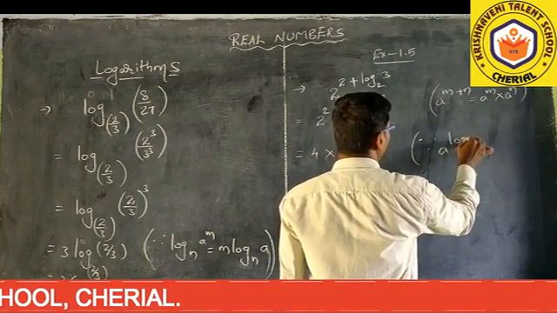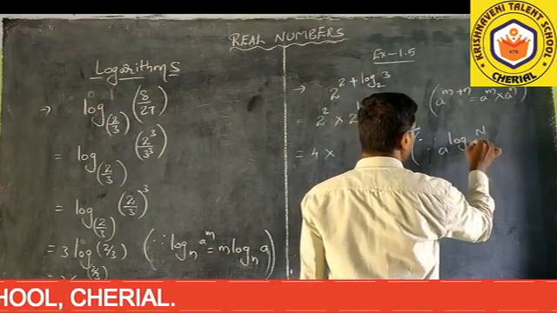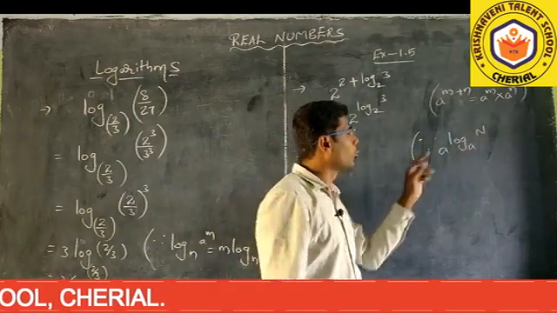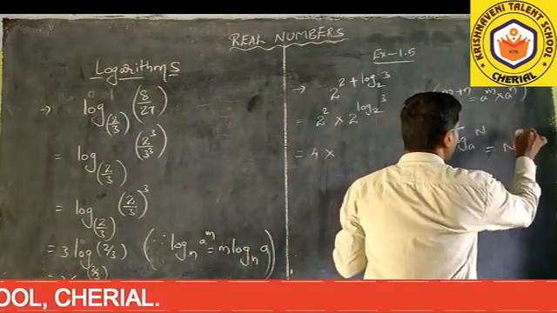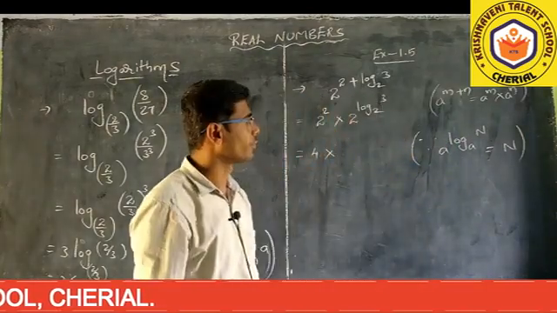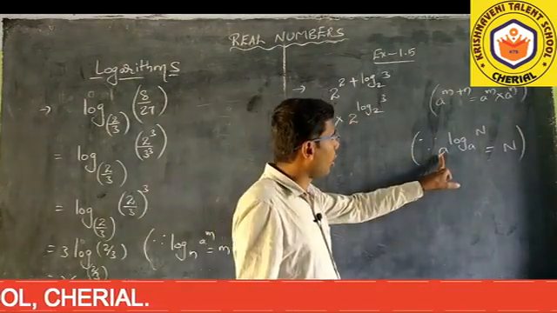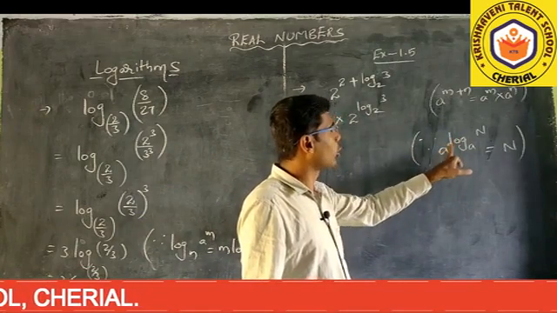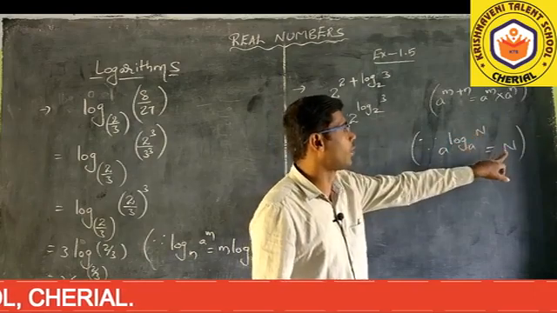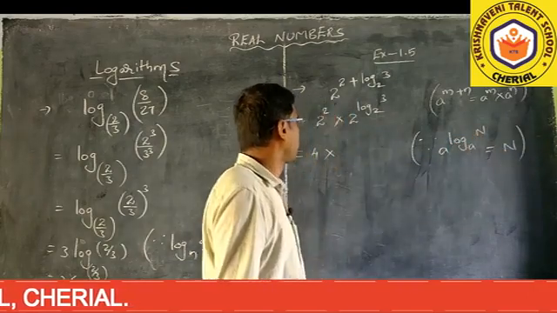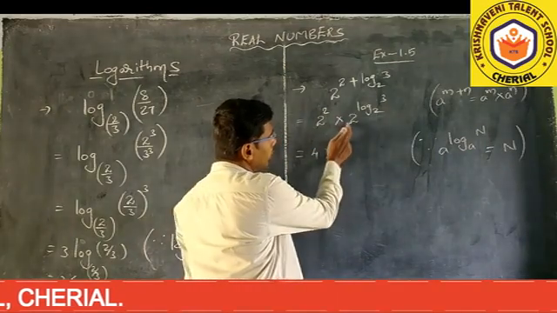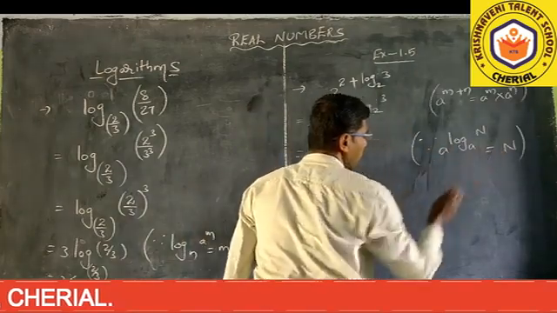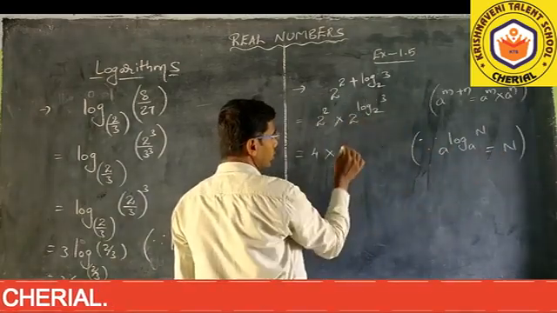A to the power of log n to the base a. The value of a to the power of log n to the base a is n. This law is special. If you observe properly, this is the same in the formula. A to the power of log n to the base a value is n. So in this, how much will you get now?